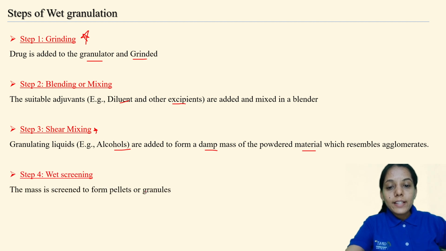Step 4 is wet screening. The damp mass will be passed through the screen or mesh to form the pellets or granules.